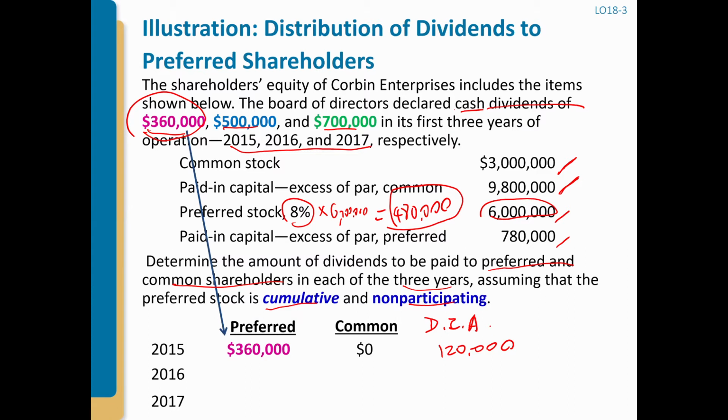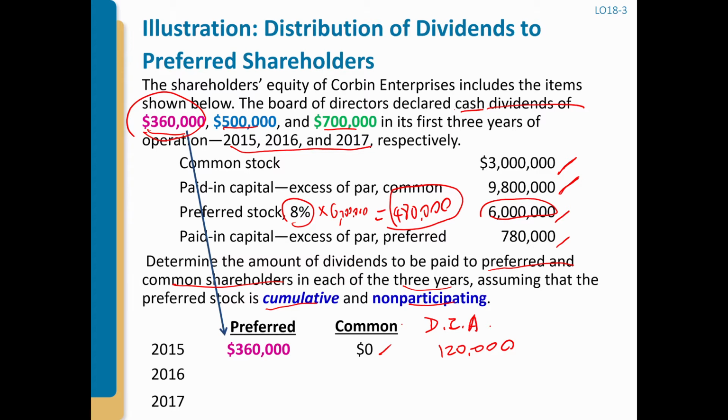So of course, nothing is left for common stock. Remember, common stock has less priority, right? You need to take care of preferred stock first. In this case, we won't even be able to take care of preferred stock. That's why there is nothing for the common stock dividends. Clear, right? For 2015.